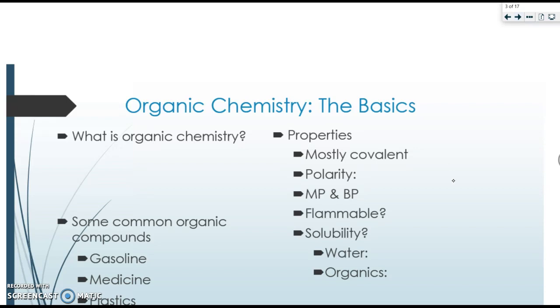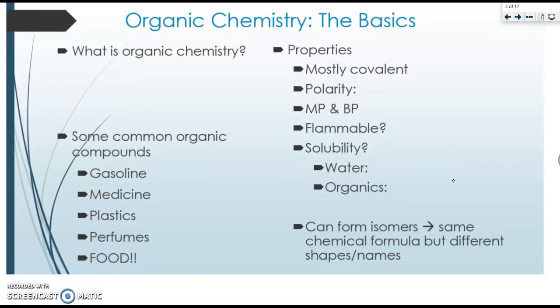Organic chemistry, the basics. What is organic chemistry? Organic chemistry is the chemistry of carbon. It is found and really relates to so many things that we use in our everyday lives. Some very common organic compounds: the gasoline in your car, medicine, different types of plastics, perfumes, and of course our food, because our food is composed of a lot of carbs, protein, and lipids.